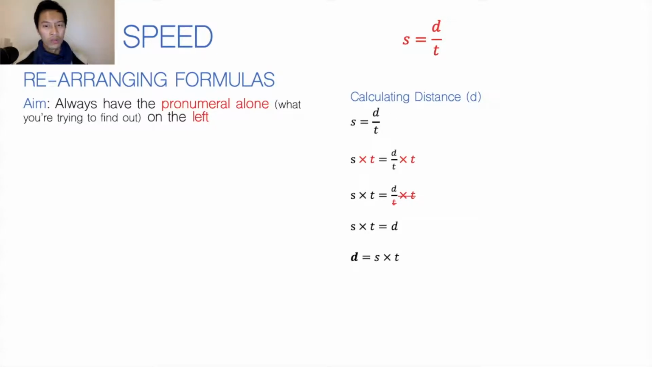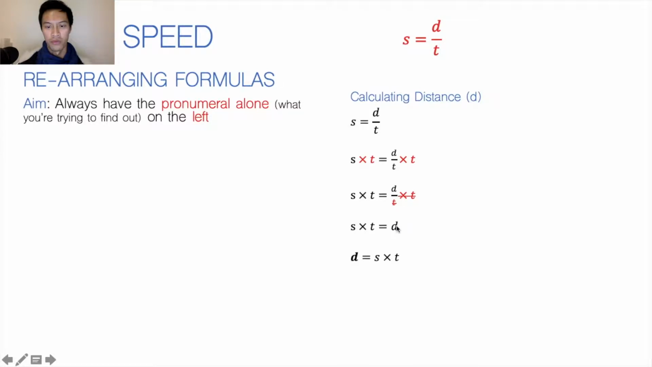Now, there's probably a few names for this. I simply call it backtracking, but there's probably some sort of algebra rule that you use for that, okay? So if I have D divided by T, I'm going to multiply this side by T, and I'm going to multiply this side by T. And because I'm multiplying by T and then dividing by T, the two cancel out, so it becomes a cross. Now D is on its own, but what I've done on this side is that the S is now multiplied by T, right? So S times T therefore equals D.